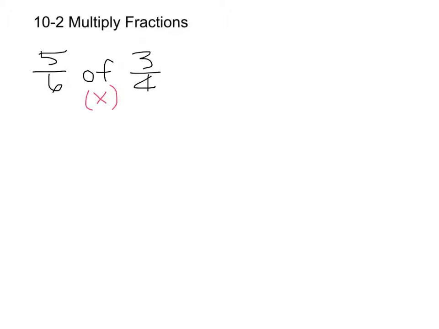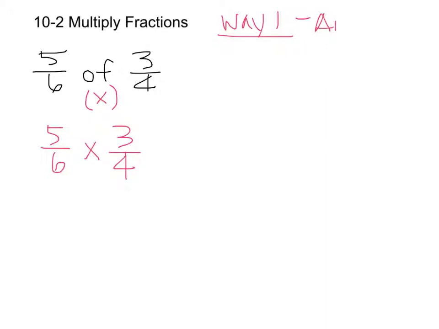Multiply, okay? Another way of saying multiply is using the word of. Or you can say 5/6 and then use the multiplication symbol and 3/4. So there's three different ways that you can solve this problem. Way one is the one that we learned yesterday, which is using pictures. So way one is to use an area model. So you're modeling what you know using pictures.